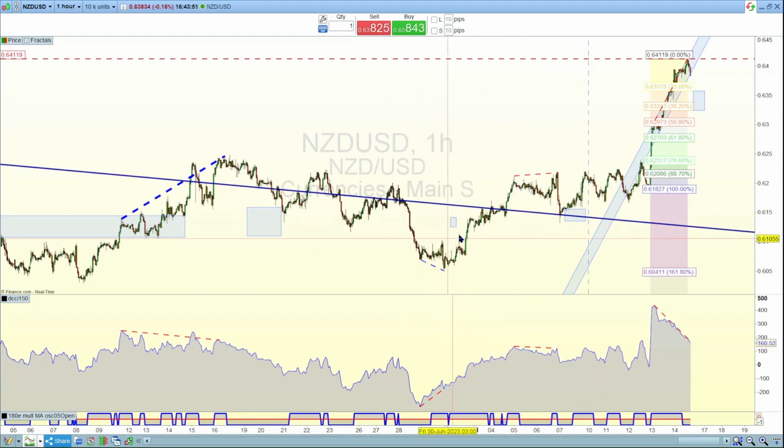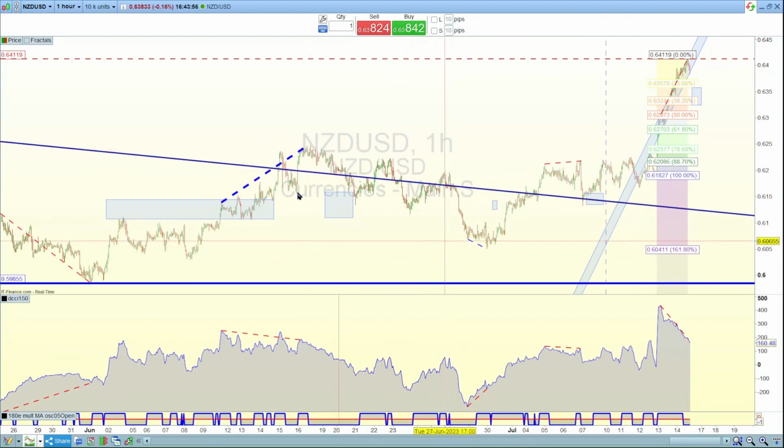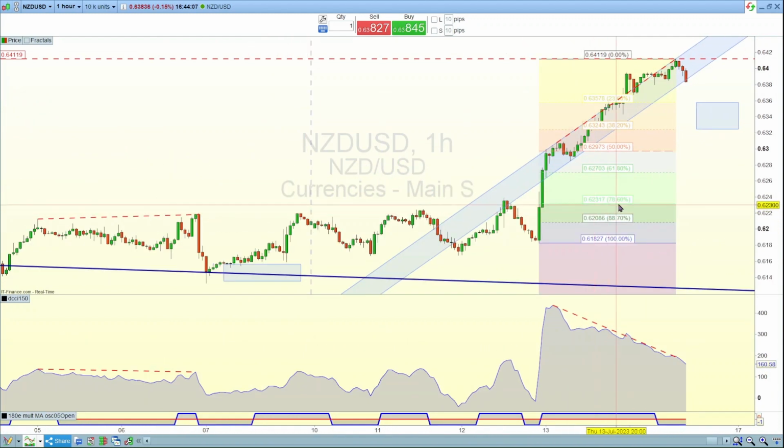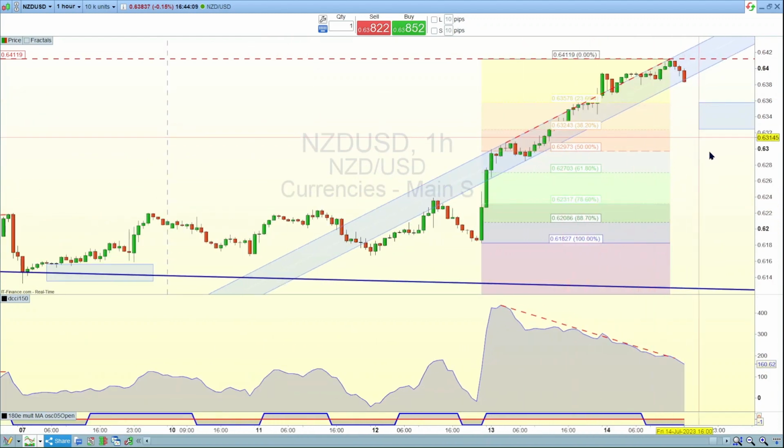But again, I prefer to take a closer Fibonacci range. Between this range here, that was the target there, around a 38 to 50% level. And between this range here, that was the other probably 38 to 50% level there. So that's why we're drawing this 23 to 38% level as a target level for the New Zealand US dollar.